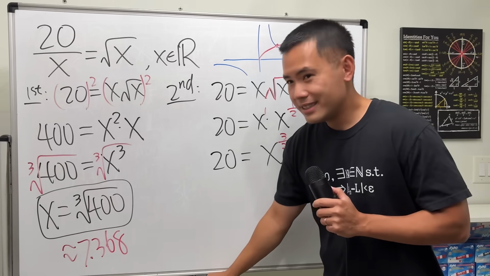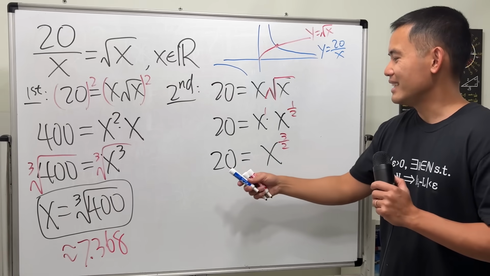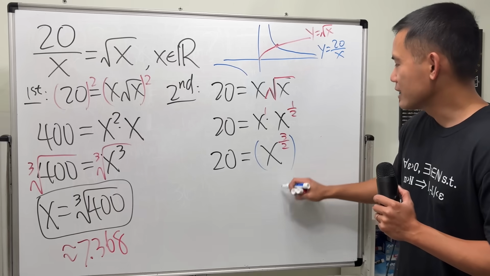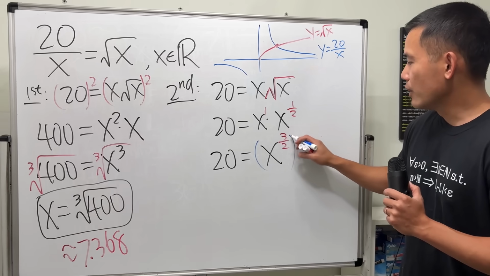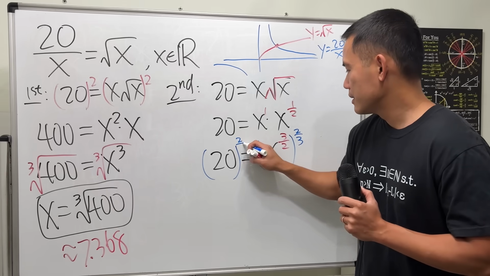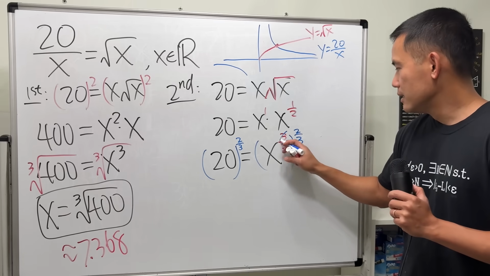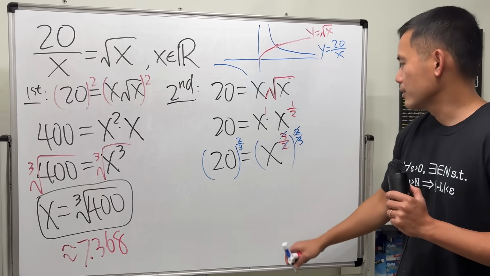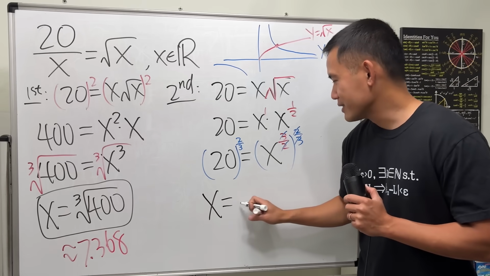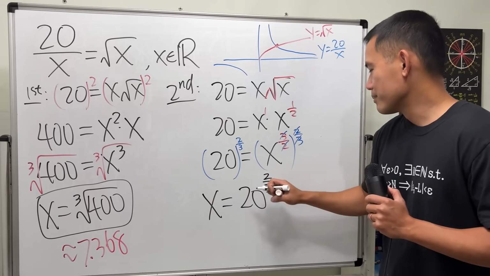And now, you can solve this in one step. Yes, you can square both sides and take the cube roots on both sides, or you can raise both sides to the reciprocal exponent here, which is 2 over 3, and do the same thing here. Because when you multiply the exponents, this and that cancel, this and that cancel, so we just have x by itself. So x equals 20 raised to the 2/3 power.